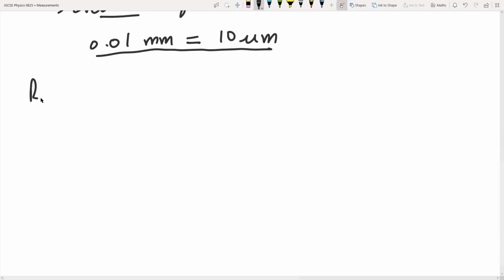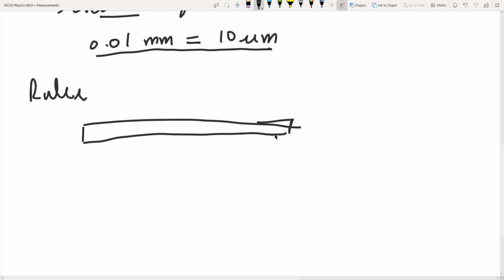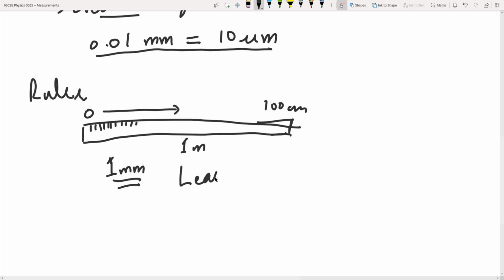So what is a ruler, right? A ruler is basically a straight frame that we have. It starts from 0 and goes all the way to a hundred centimeters, which refers to 1 meter in length. Also, it has smaller divisions in it, which are millimeter divisions, right? So it can measure a smaller value of 1 millimeter. It cannot go any lower than 1 millimeter, right? So over here, I'm going to refer to this smallest measurement this ruler can take as the least count, right?